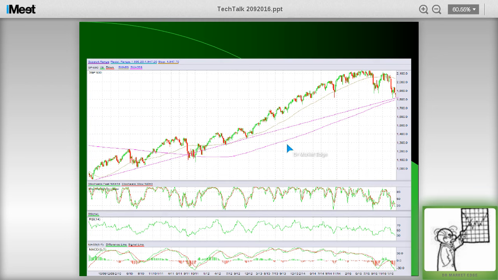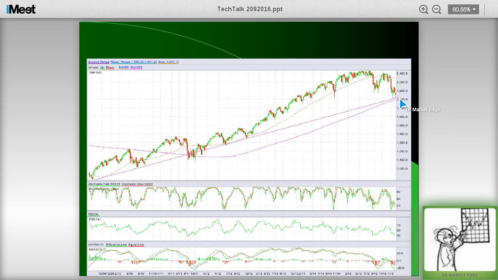Now here's the longer term trend line on the S&P 500. You've been able to bounce off that. Got a little overstretched here, and we're right down here bouncing off this long-term trend line on the S&P 500, which also coincides with the 200-week moving average.